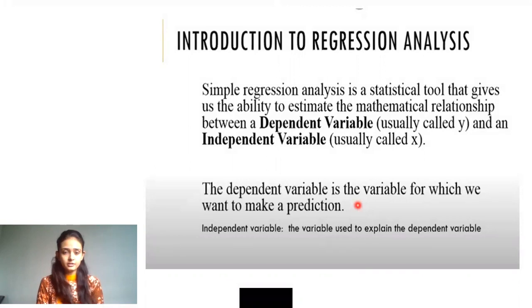What is regression? Simple regression analysis is a statistical tool that gives us the ability to estimate the mathematical relationship between the dependent variable and the independent variable. Usually the letter y is called the dependent variable in our formula, and x will be called the independent variable. The dependent variable is the variable for which we want to make a prediction.